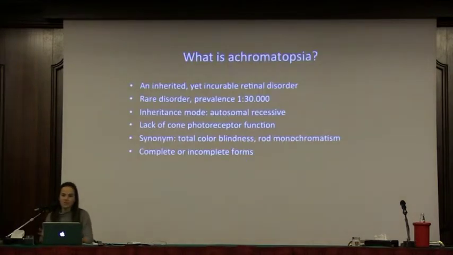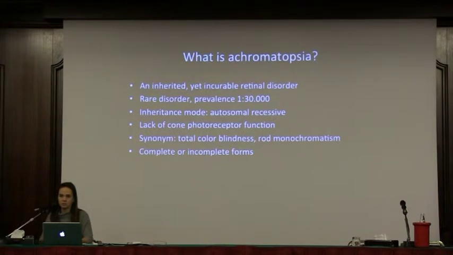So, as we've already heard a couple of times today, achromatopsia belongs to the orphan diseases or rare diseases. 1 in 30,000 is the prevalence, which can be calculated here. And the inheritance mode is autosomal recessive. This is what has already been discussed today in detail. The most important thing in achromatopsia is that it is a lack of cone photoreceptor function.